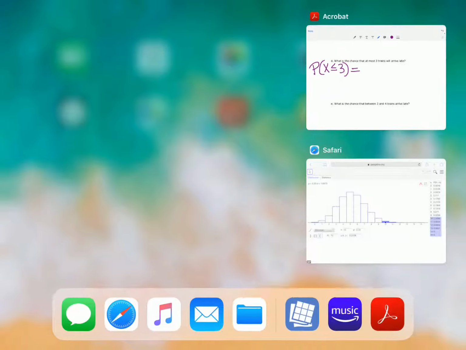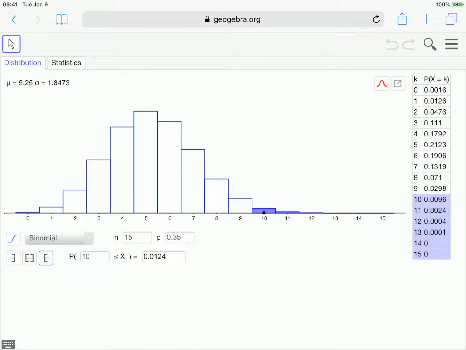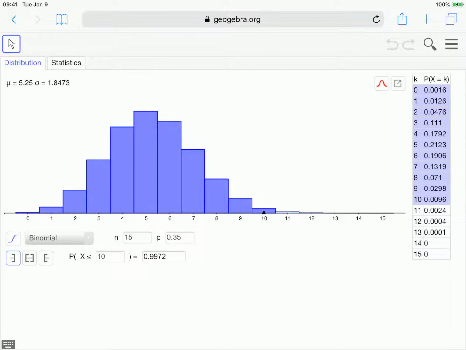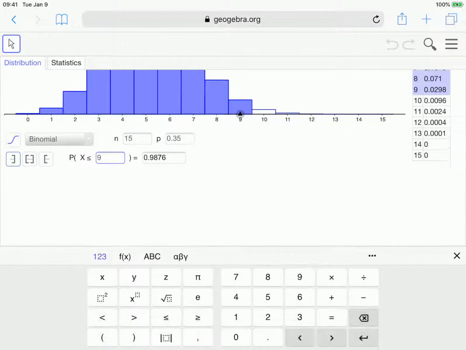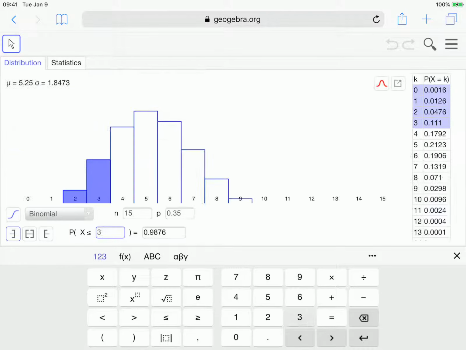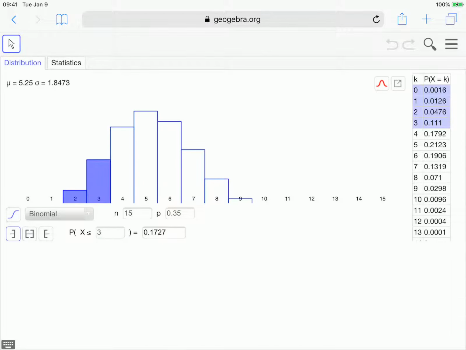So going back to GeoGebra, now I want to click back on this left-hand side so that it flips it. So now what it's showing me is the probability that x is less than or equal to 10. But I don't want 10, I want 3. And it's not cooperating. There we go. And I hit enter. So now it took the probability of 0, 1, 2, and 3, and it added those together because 3 or less, again, we have that keyword or, which means addition, and we get 0.1727.